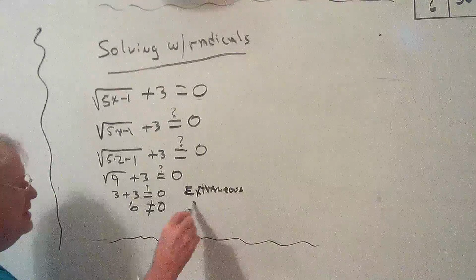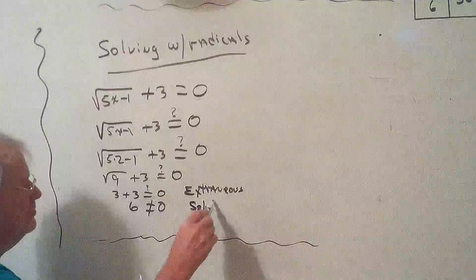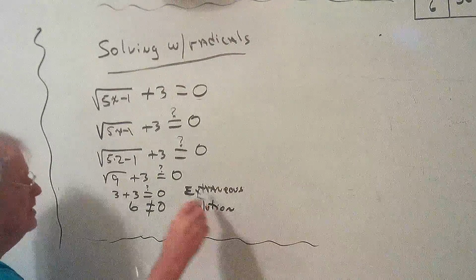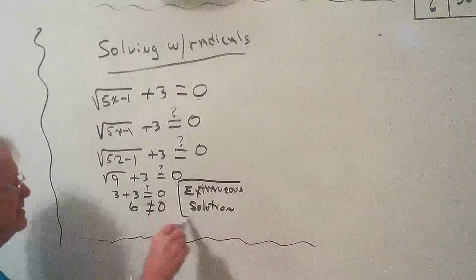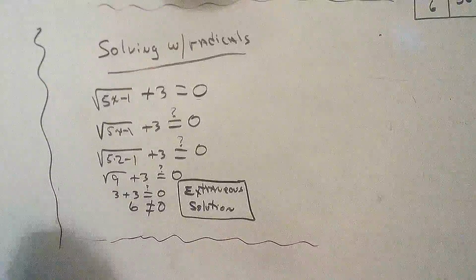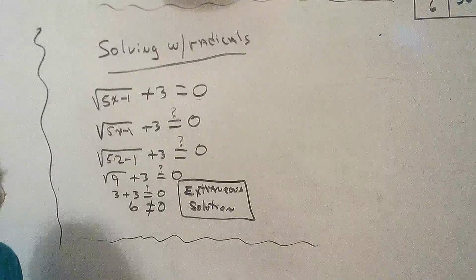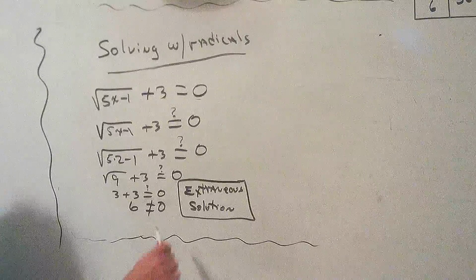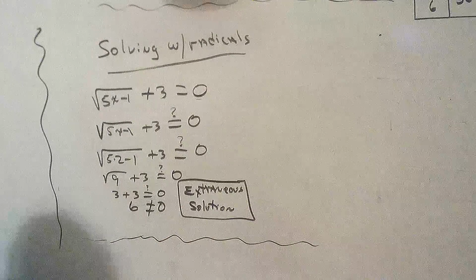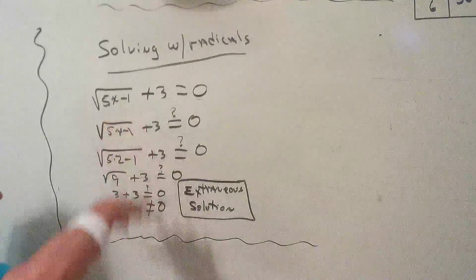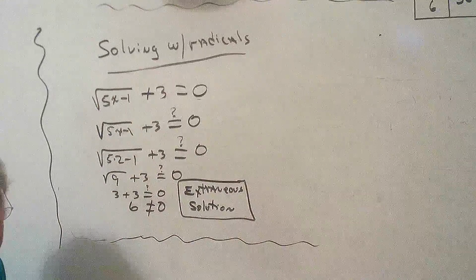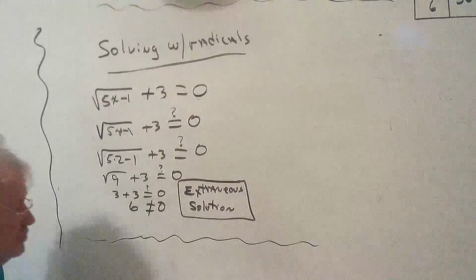E-X-T-R-A-N-E-O-U-S. Extraneous solution. S-O-L-U-T-I-O-N. You're going to see more and more of this, thankfully not a whole lot. But extraneous solution means that even though our algebra was correct here, it's not a good solution.